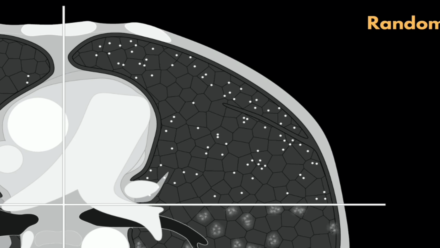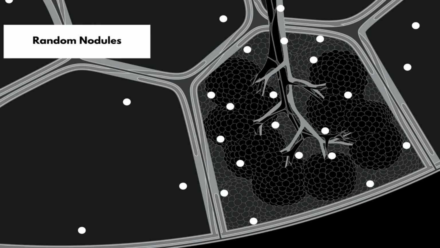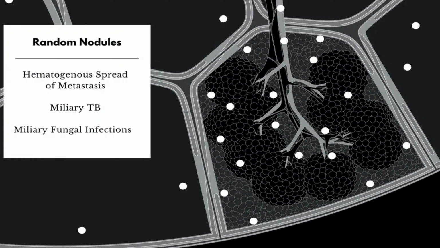Now let's discuss random nodules. Random nodules have features of both centrilobular and perilymphatic. As compared to centrilobular nodules, random nodules don't spare the septa or pleural surfaces, whereas centrilobular nodules do. As compared to perilymphatic nodules, random nodules are more diffusely distributed. Random nodules can be found associated with the septa, pleural surfaces or bronchovascular bundle, as well as elsewhere in the parenchyma. The random nodular pattern is associated with hematogenous spread of metastases, miliary tuberculosis, and miliary granulomatous fungal infections.